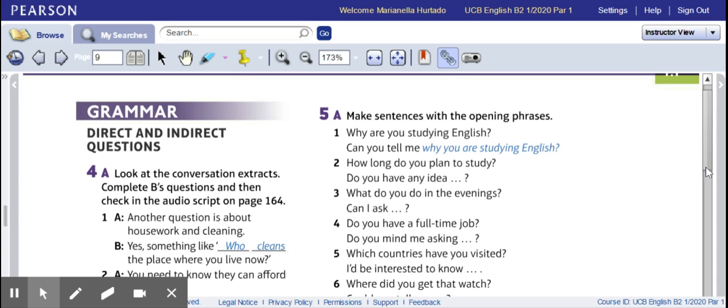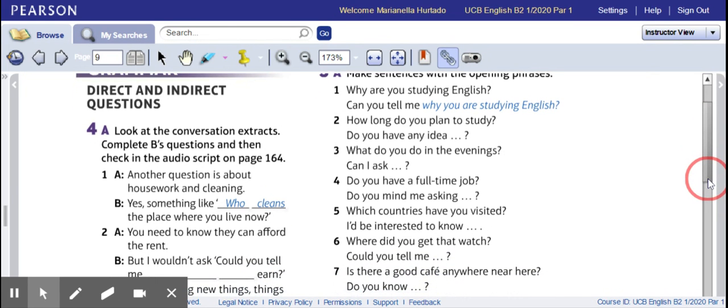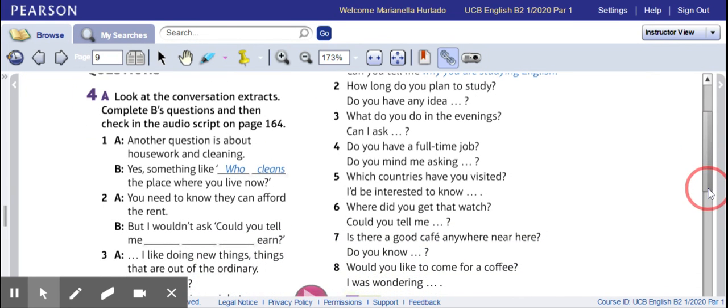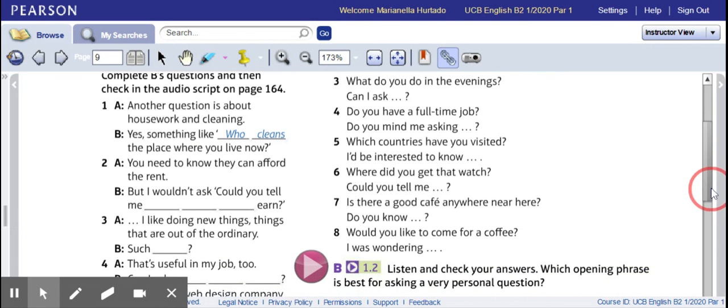Like I said, let's continue with number 4, direct and indirect questions. It says, look at the conversation extracts, complete these questions, and then check the audio script on page 164. Number 1 is already done for you, so let's take a look at number 1.